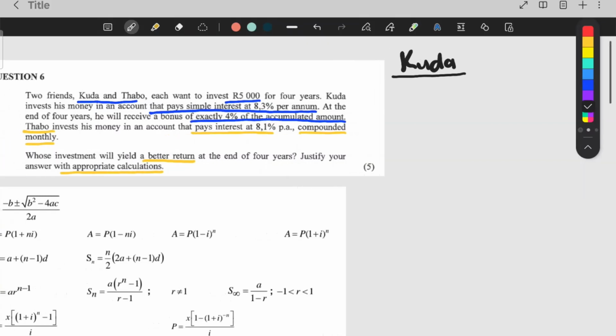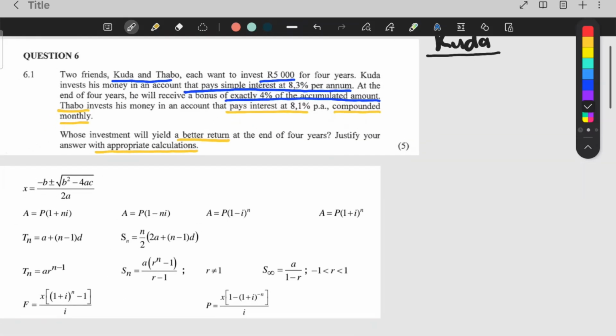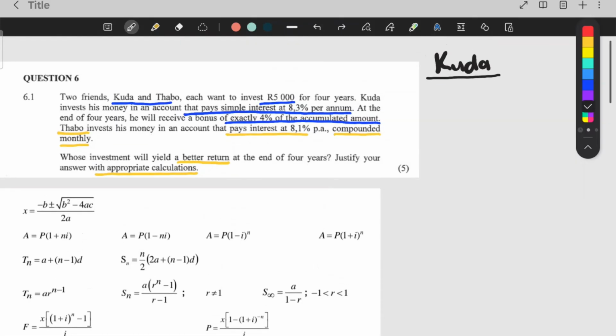and Kuda will invest money for 4 years. So Kuda is not making monthly payments. That means on your formula sheet, it's not the F formula, and it's not the P formula, because we're not making monthly payments. So it's definitely the A formula. It's either this A formula or this A formula, because they are investing money. So it's definitely the one with the plus.